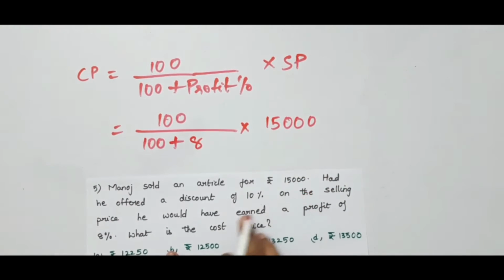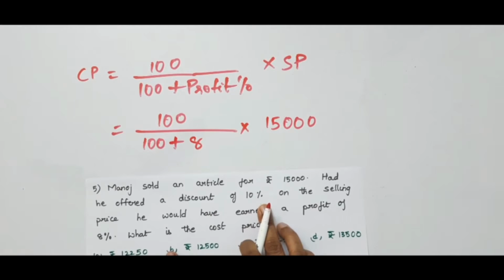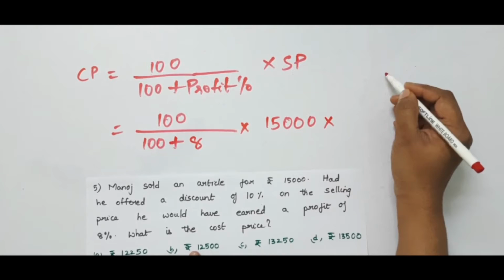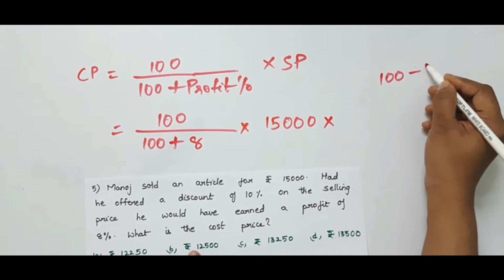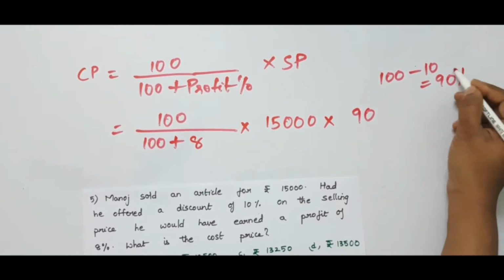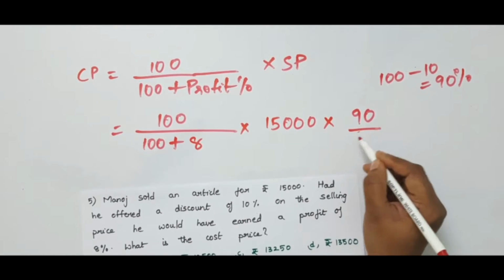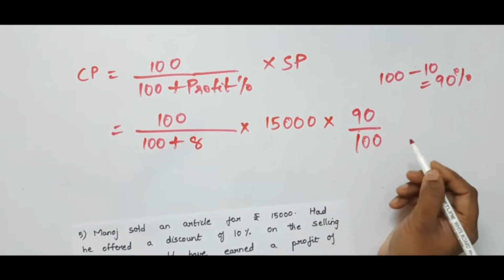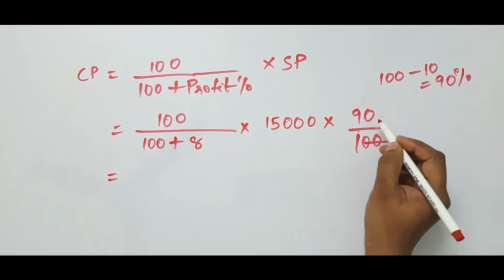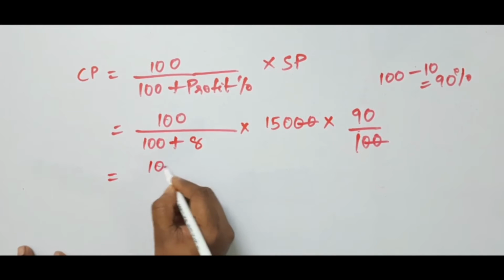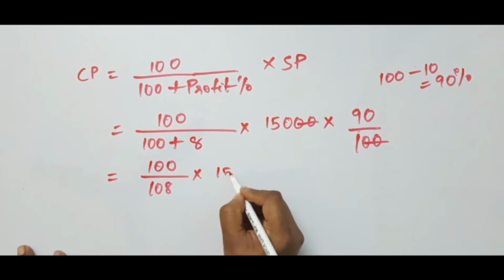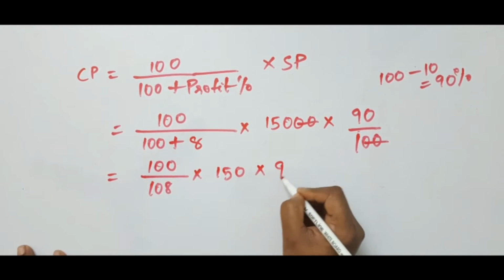On this 15,000, there was a discount of 10%, is it not? If the discount is on the selling price, we have to subtract the discount from 100, is it not? 100 minus 10 is 90. So 90 percentage can be written as 90 by 100. Now these two zeros cancel. So this is equal to 100 by 108 into 15,000 into 90.